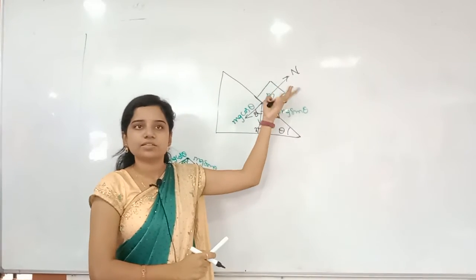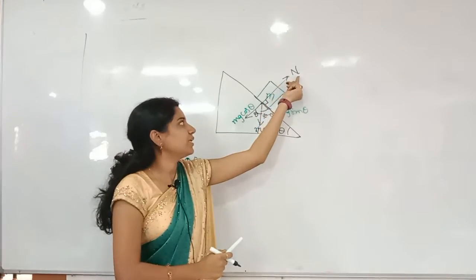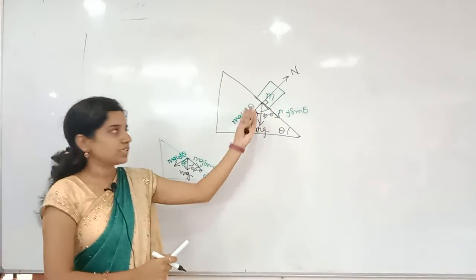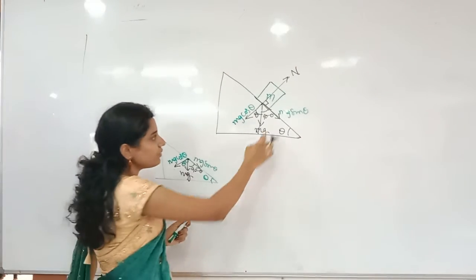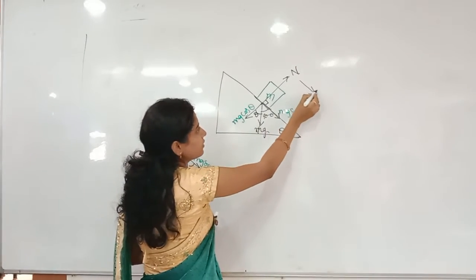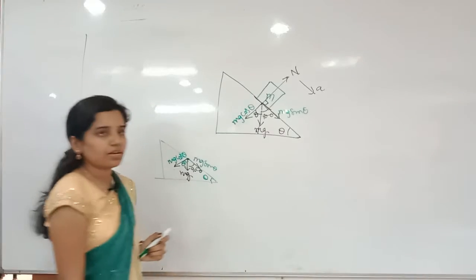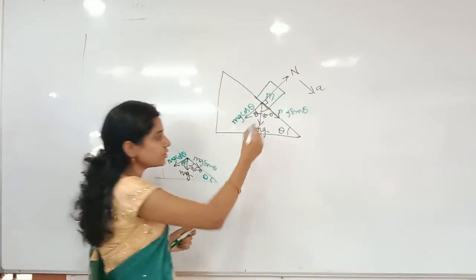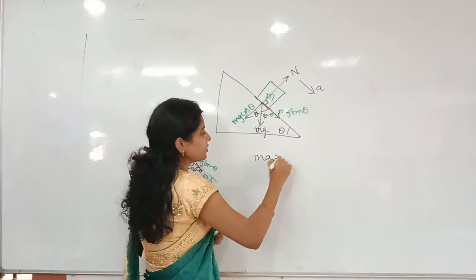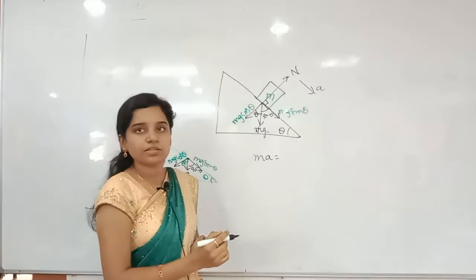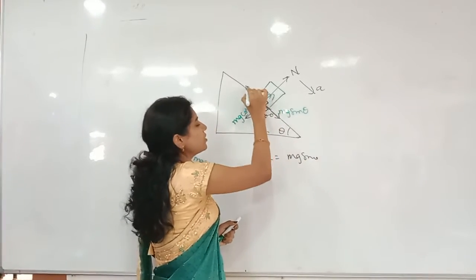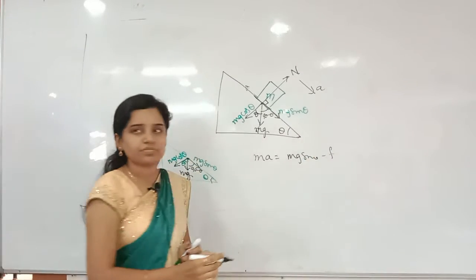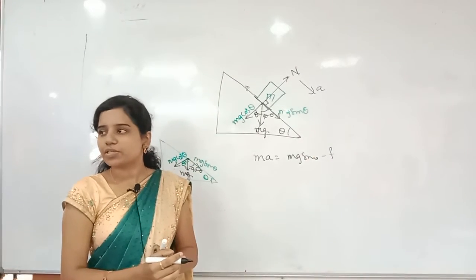Perpendicular to the inclination, clearly I can write N equals mg cos theta. All upward forces equal downward forces. Now whenever it is sliding down in this direction, with what acceleration will it slide down? Force equals ma, so ma equals, who is supporting? mg sin theta. If friction is there in the opposite direction, what will we get here? Minus f. That we will discuss in the friction topic.